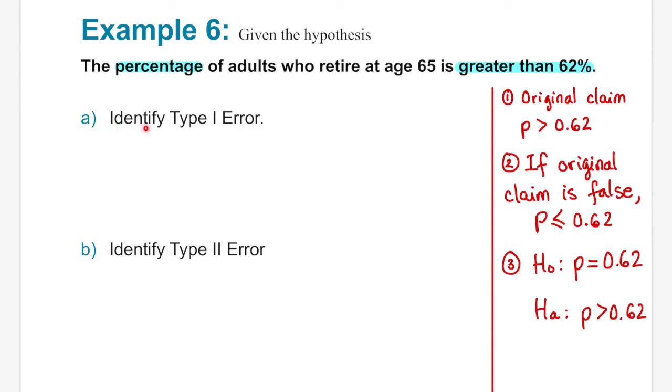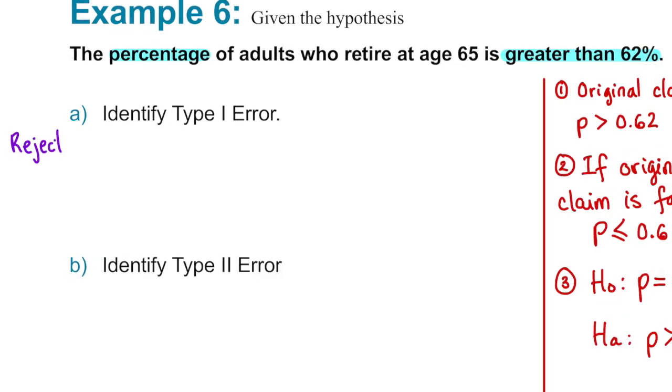A. Identify the type 1 error. Type 1 error is when you reject H0, but in fact, H0 is correct. That means you don't think that p is equal to 0.62, but it's actually equal to 0.62.